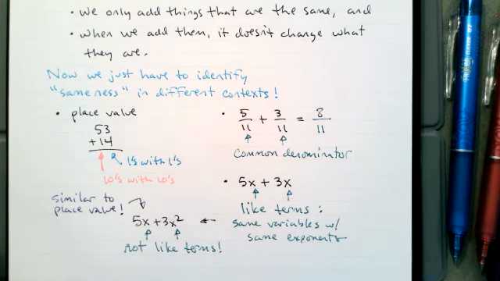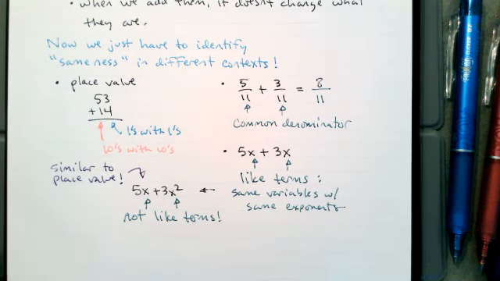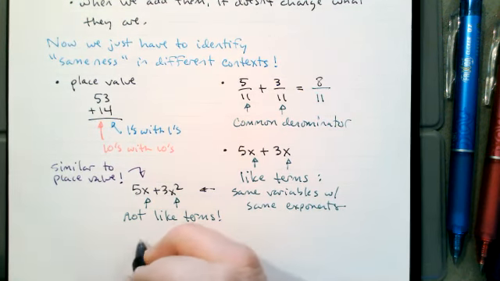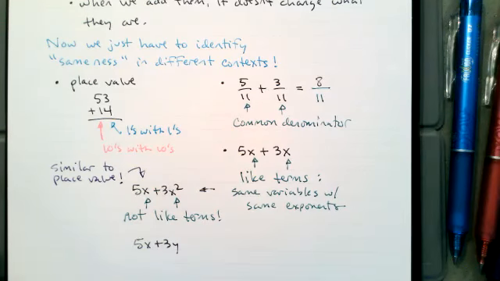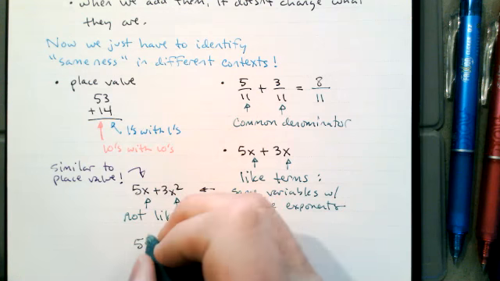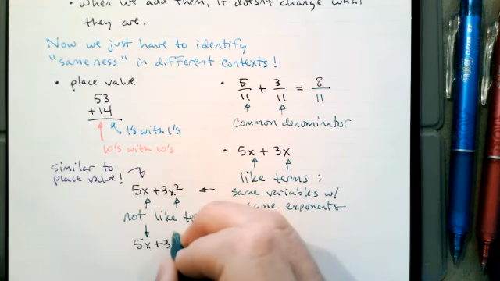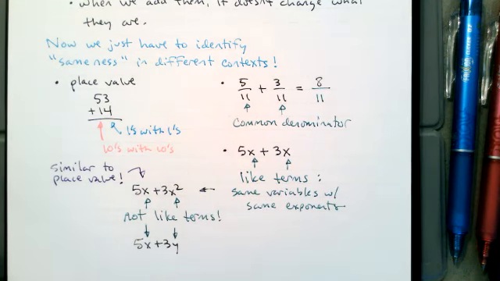And some of you also identified not like terms with the other one where I asked you what 5x plus 3y is. So 5x plus 3y, also not like terms. One's an x term and one is a y term. We wouldn't want to add those together. We don't have 8 of anything in that case.